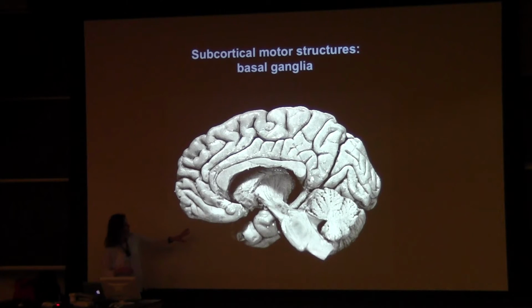Like the cerebellum, which we talked about last time and which is here, the basal ganglia, which is buried deep inside the brain, is the other subcortical motor structure that influences movement through its projections to other motor structures. There isn't a direct projection from the basal ganglia down to the alpha motor neurons in the spinal cord.